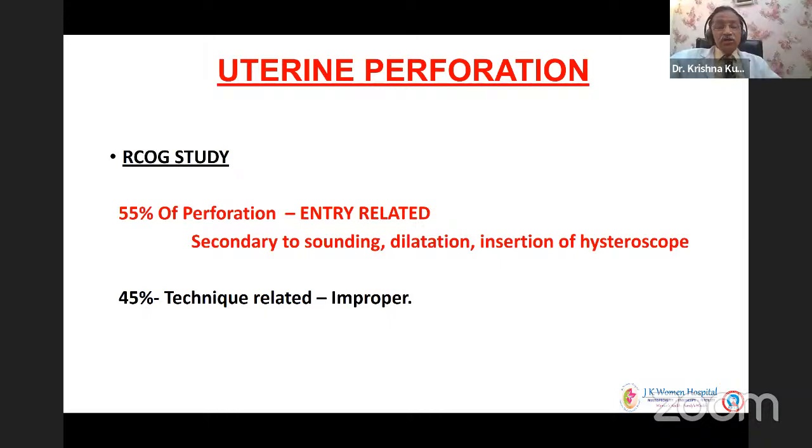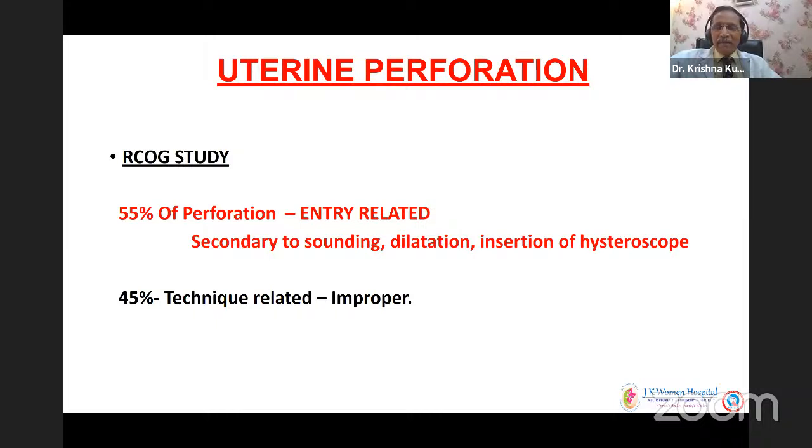Right. The RCOG study said that 55% of perforation is entry related. Means initially at the entry itself, you have to be careful. Procedure related are the others, which you are telling. Yes. So today, no sounding, no dilatation before insertion of the hysteroscope. If you avoid that, you will definitely have no perforation.